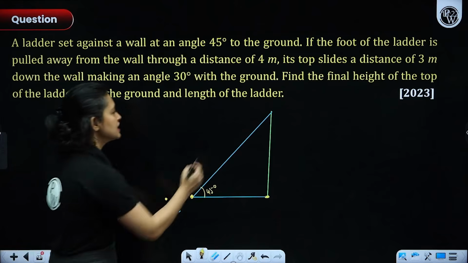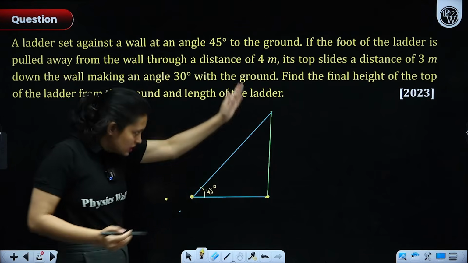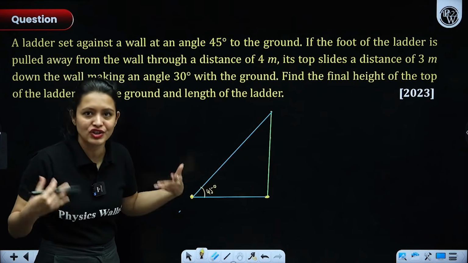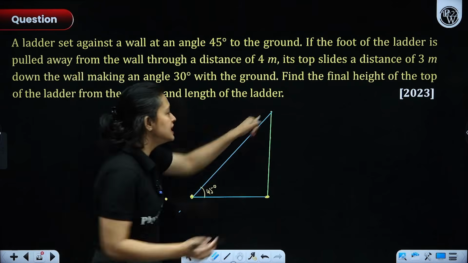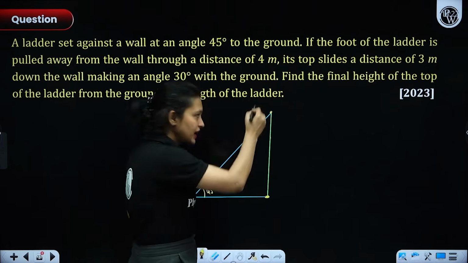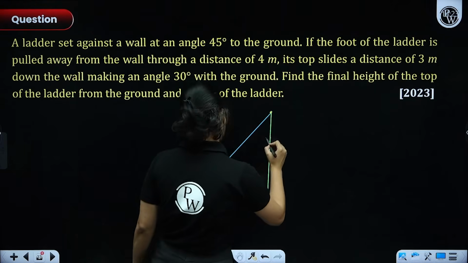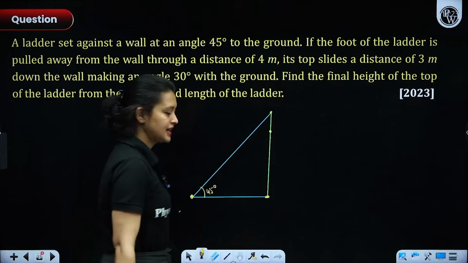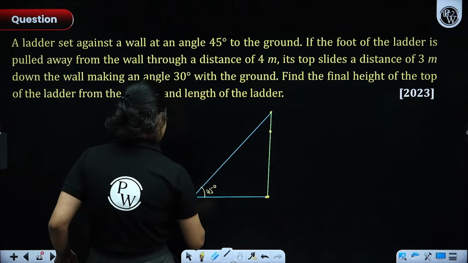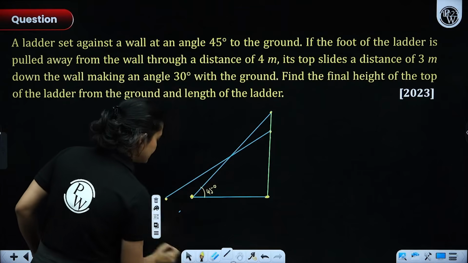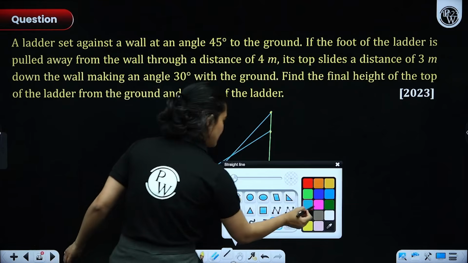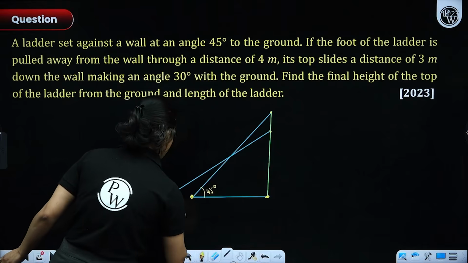Then what happens? The top will also slide down the wall. That's a very natural reaction, right? So once the foot of the ladder goes back, this point here will go down the wall, right? So let's suppose it goes down the wall somewhere here. Okay? So that is what they are saying. Okay? So let me join and make the new ladder. This is my new ladder, everyone.